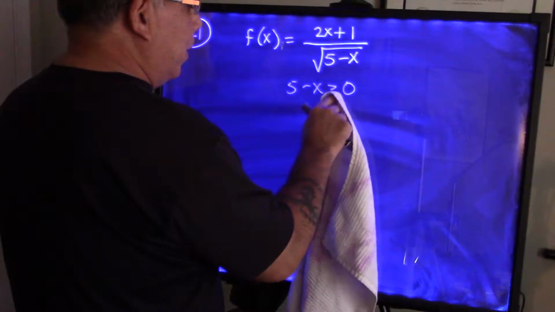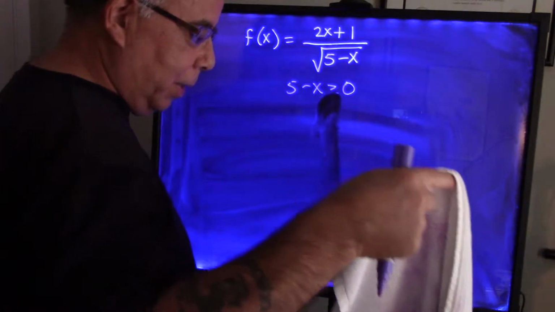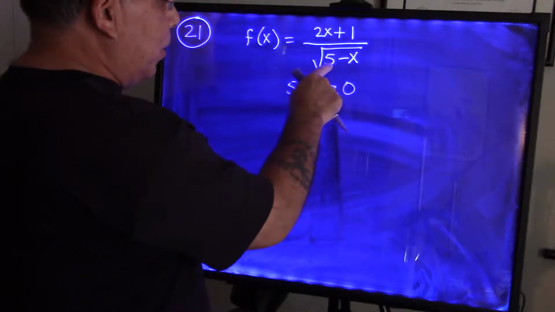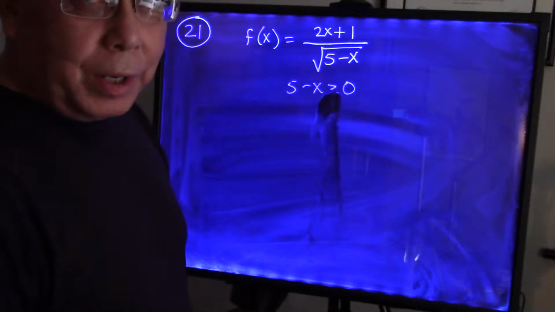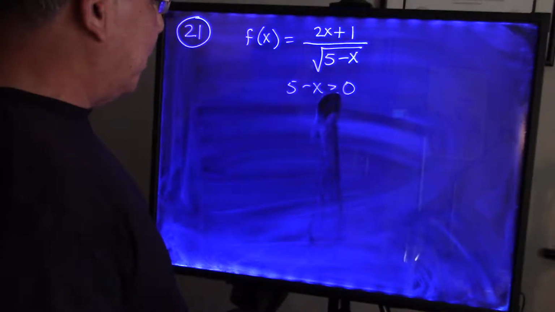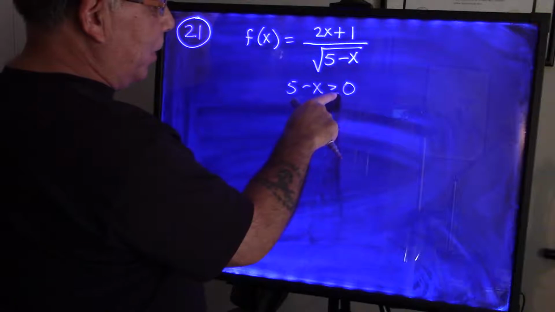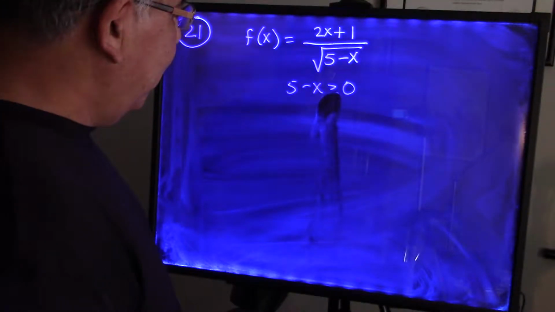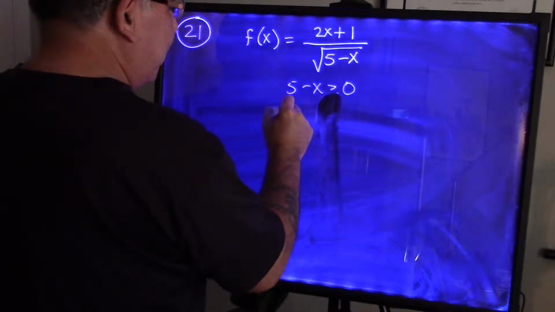What we want is something greater than 0 in the radicand. Greater than 0. We don't want 0, but we want something positive, not negative and not 0, right? Something positive. So that's what this is saying. 5 minus x has to be positive. So solve for x on this.